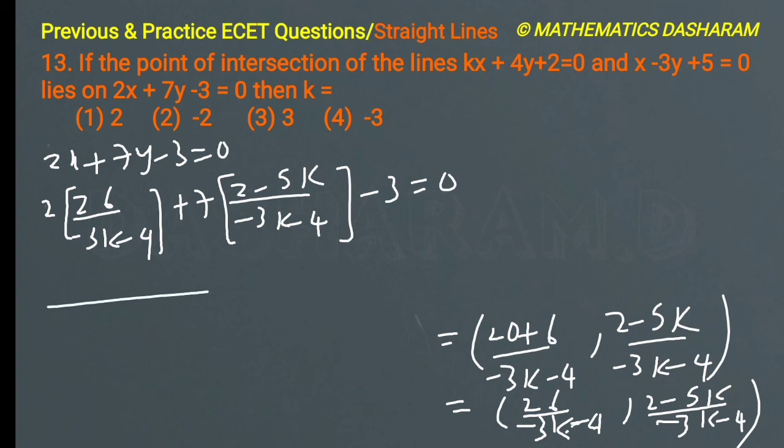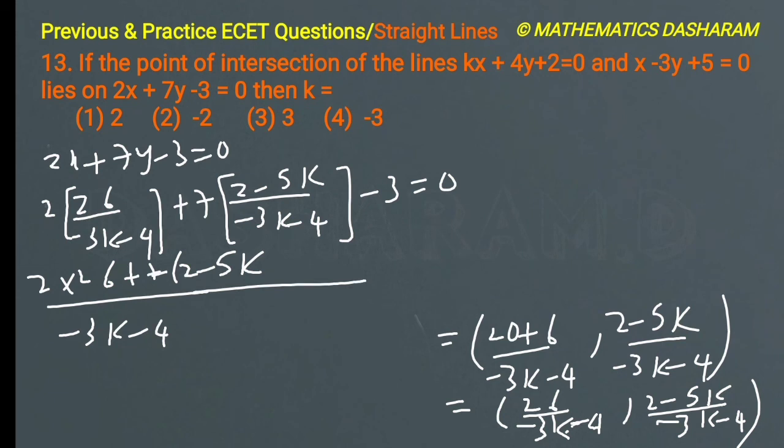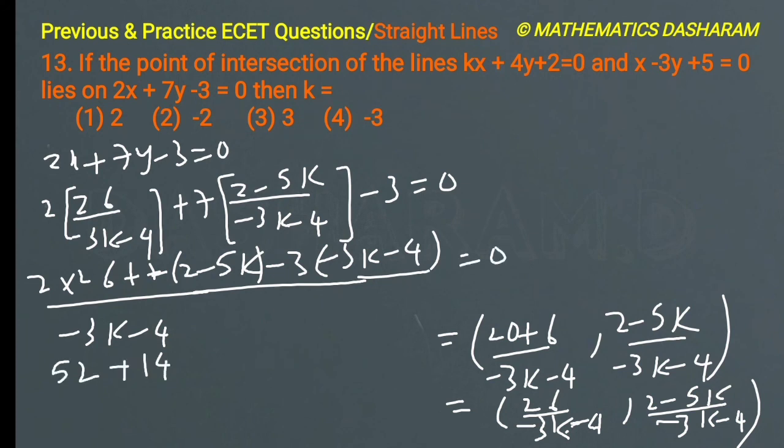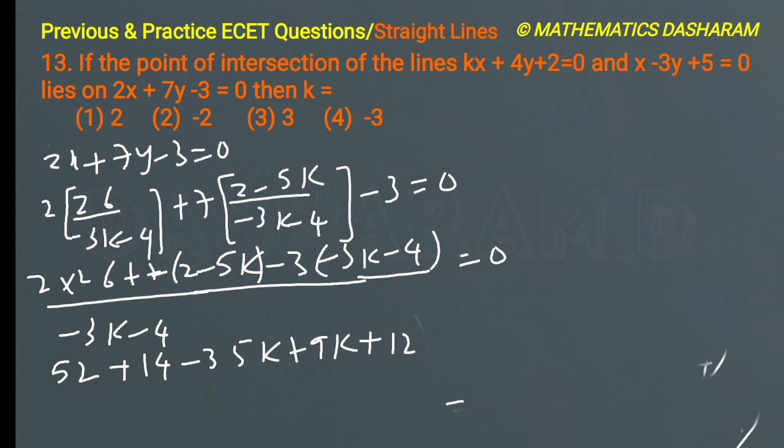So here the LCM is minus 3k minus 4. Then 2 into 26 plus 7 into 2 minus 5k, next to minus 3 into minus 3k minus 4 equals 0. 2 into 26 is 52, 7 twos are 14, 7 fives are 35k, minus into minus plus 9k, minus into minus plus 3 fours are 12, and 0 into minus 3k minus 4 is 0.